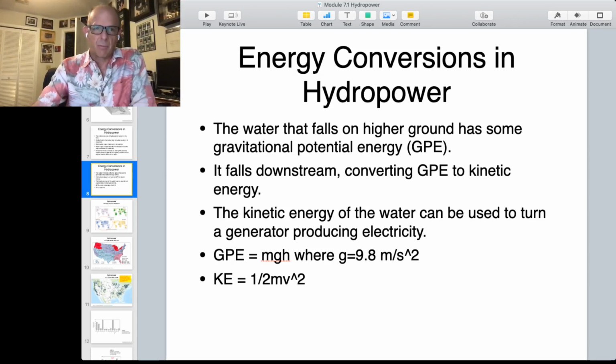So if I have a kilogram of water at a height of 1 meter above the ground, I would have m equals 1, h equals 1, g is about 10. I'd have 10 joules of energy. If that all got converted into kinetic energy, I'd have 10 joules of kinetic energy, which becomes 1/2 mv squared. If my m was 1 kilogram, that would give me a speed of the square root of 20, which is about 4.5 meters per second. And that's how fast that would be falling.